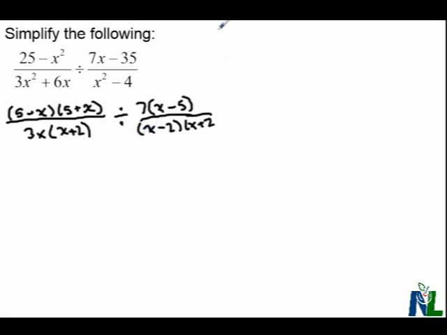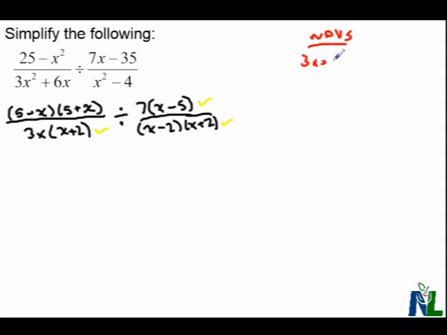Now remember, because this is division, I need to consider the denominator of this fraction, or rational expression. I need to consider the denominator of this expression, but I also need to consider the numerator of this expression, because in my next step, I'll be multiplying by the reciprocal here. So to find my NPVs, I'm going to be looking at 3x, x plus 2, x minus 2, and x minus 5.